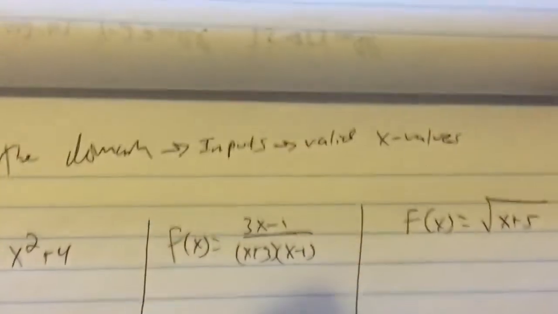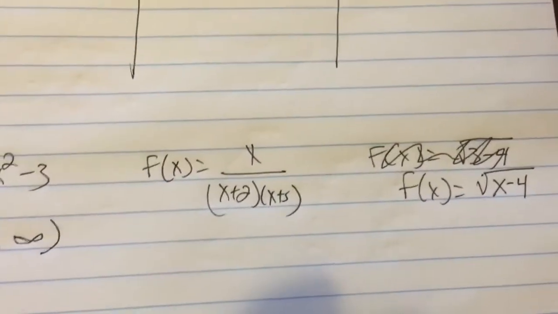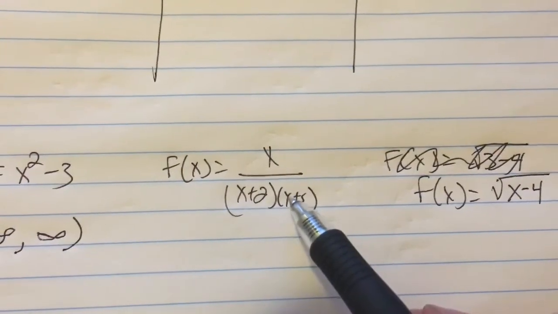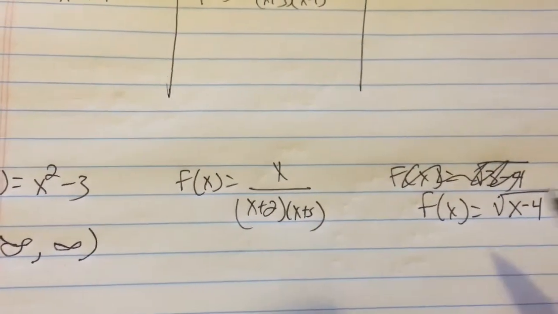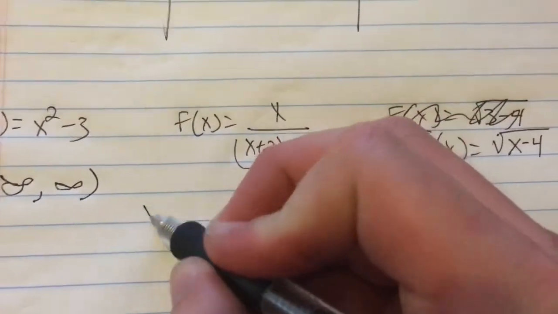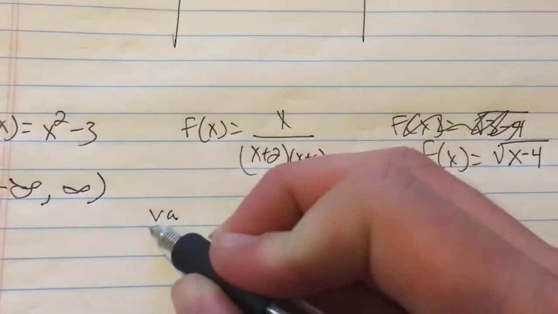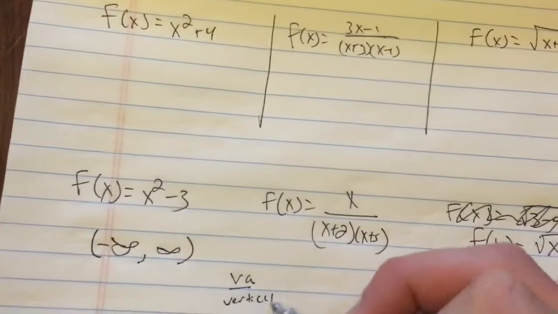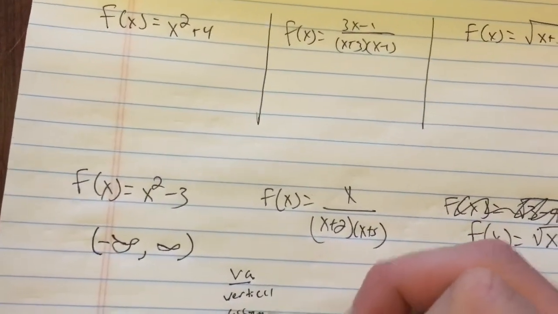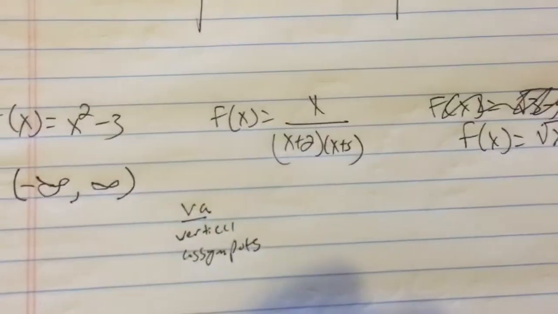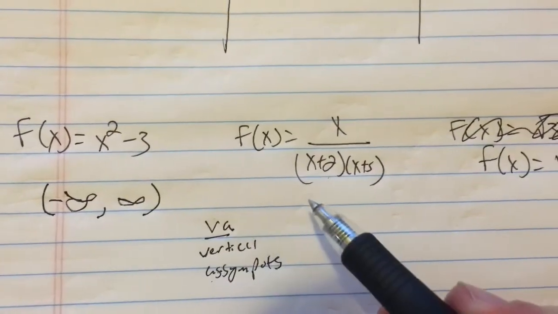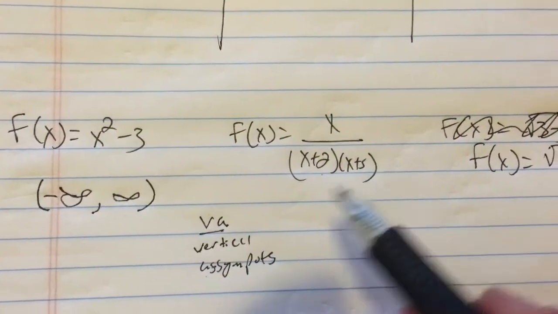Here's a similar one where we start seeing a rational function. As we know, rational function meaning that there's variables in the denominator. Now we talked about this last year, and we talked about vertical asymptotes, VA. Remember that? Vertical asymptotes. And whenever we have a rational function, the vertical asymptotes are going to give us the restrictions that we need to keep track of on the domain.